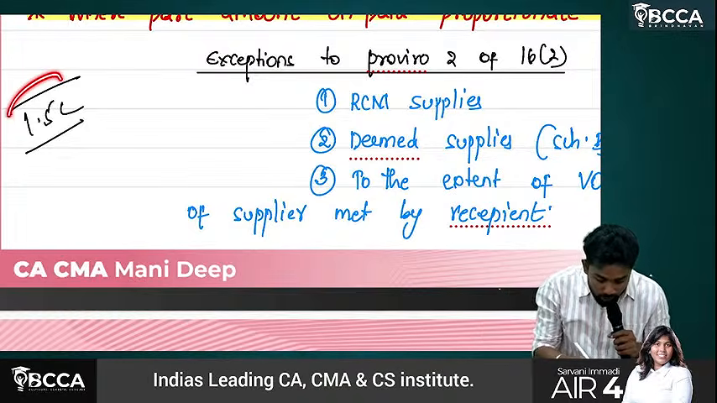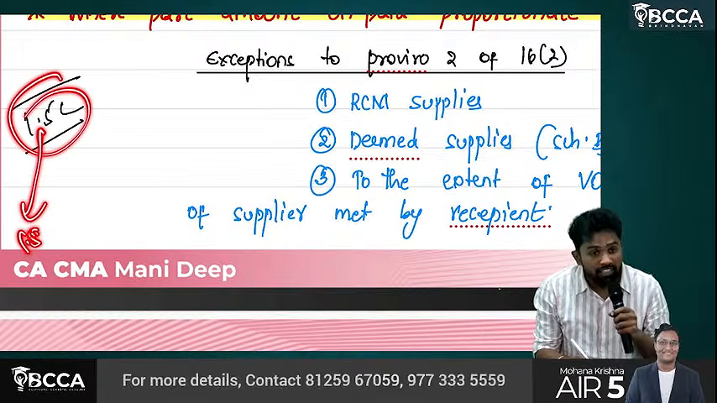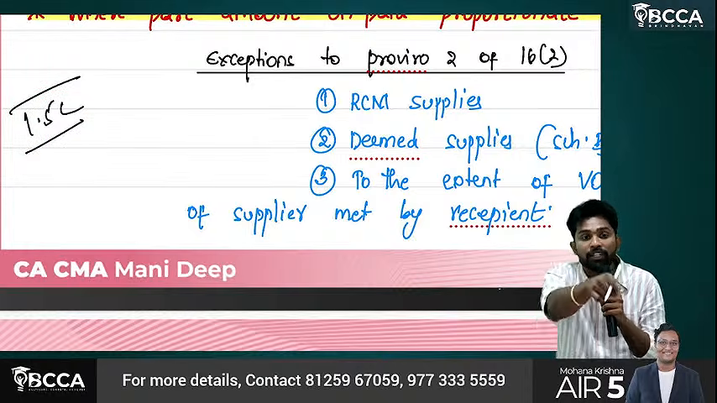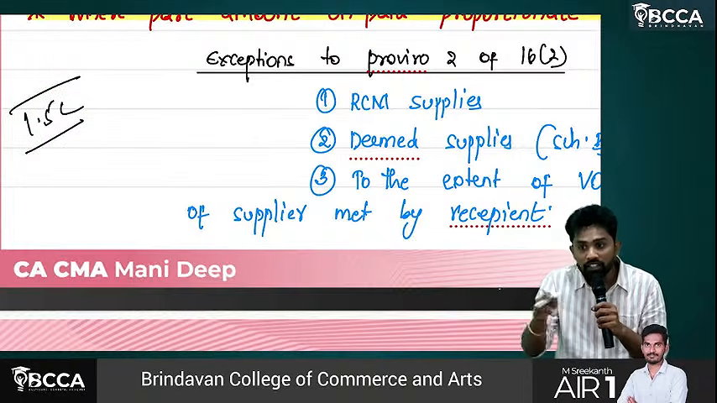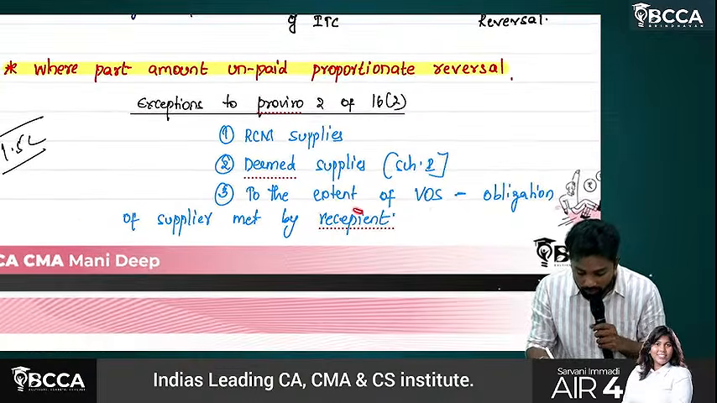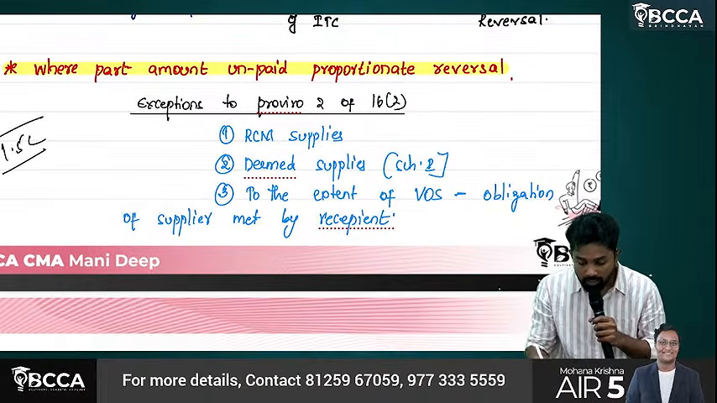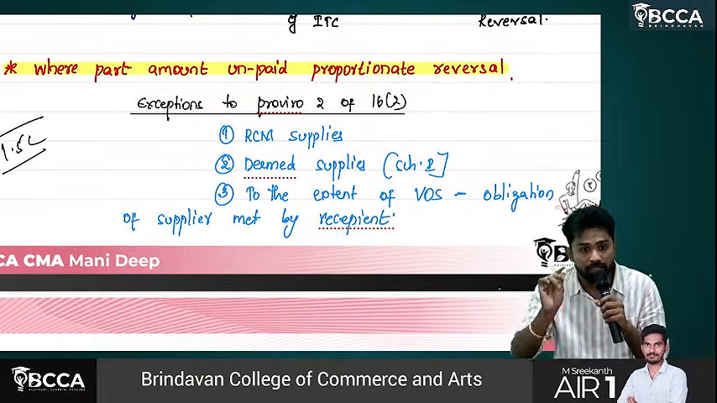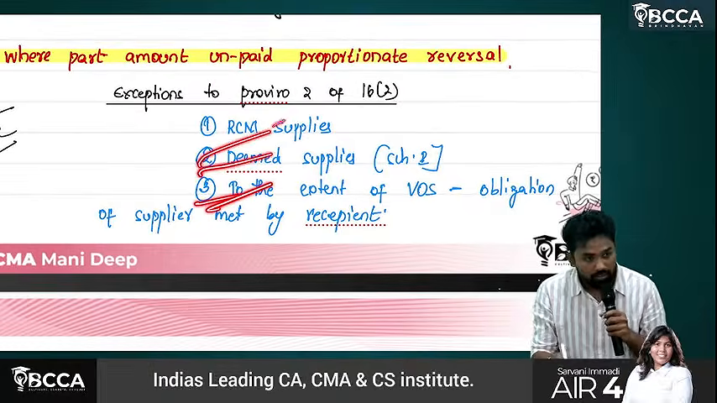Now, since only 1 lakh is paid to BCCA, for the other 50,000 you cannot say it is not paid to BCCA, and you cannot reverse the ITC and all. That's why they are giving an exception to the extent of value of supply, that 50,000 where obligation of supplier is met by recipient. So that part. Are you able to understand, sir?